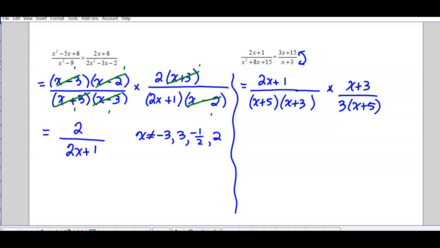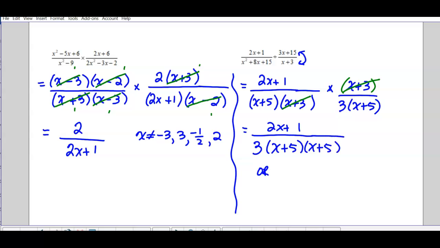Okay. Now, when I look at this, all I see that's common is x plus 3 and x plus 3. I also see an x plus 5. It's common, but they are both in the denominator now, so we cannot divide those out. Okay, so what are we left with then? We're left with 2x plus 1 in the numerator. Always like to put the monomial out front, so 3. And we've got two factors of x plus 5. So you could show that as 2x plus 1 over 3 times x plus 5 squared.